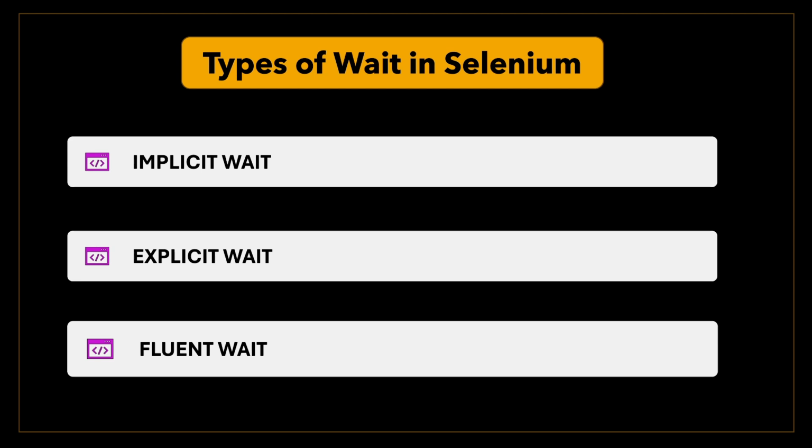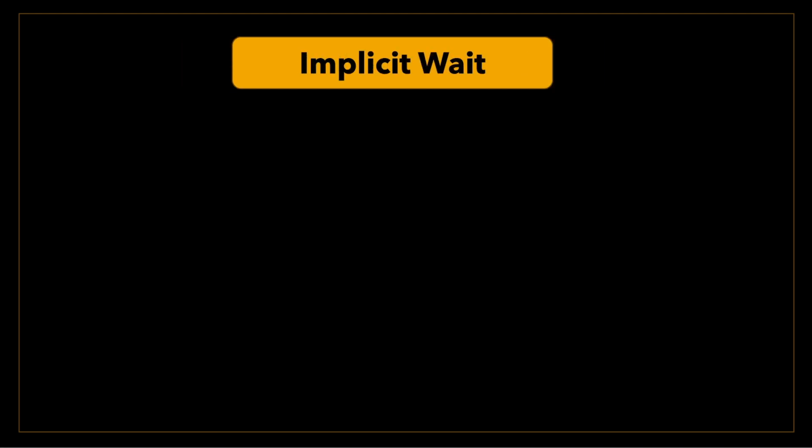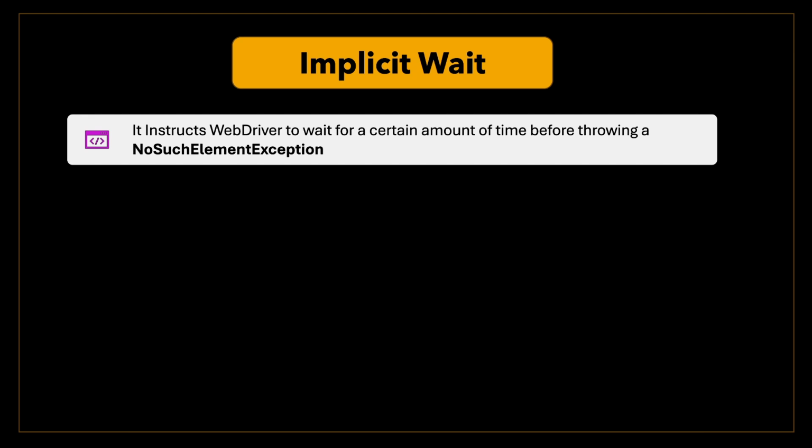Let's first have a look at implicit wait. An implicit wait in Selenium is a global wait, which means once declared, it is applied to all the methods that find the element in your script. It instructs the driver to wait for a certain amount of time before throwing a no such element exception if it is not immediately available on the web page.